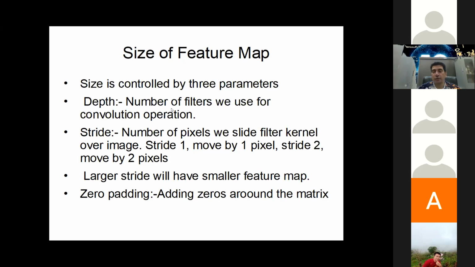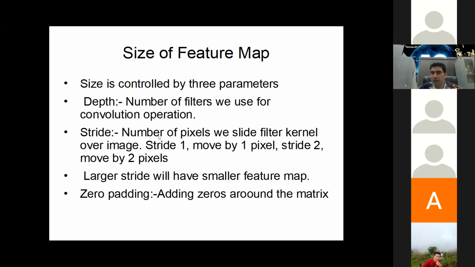So what do we extract? As an example, let's say I want to extract the eyes, the ears, the nose of an image, based upon whether it is an animal, whether it is an elephant or dog. I use these parameters to identify. So the more features, the more information. So depth is the number of filters we use for the convolution operation.